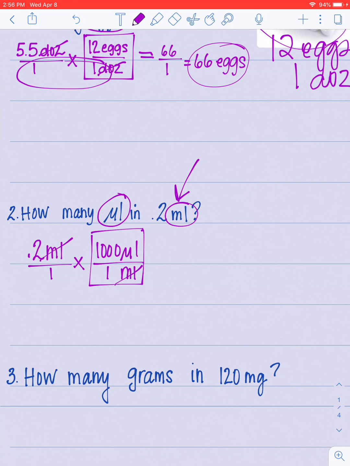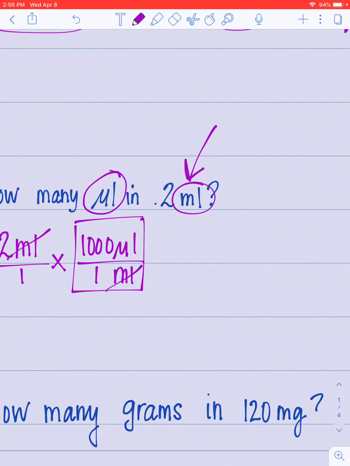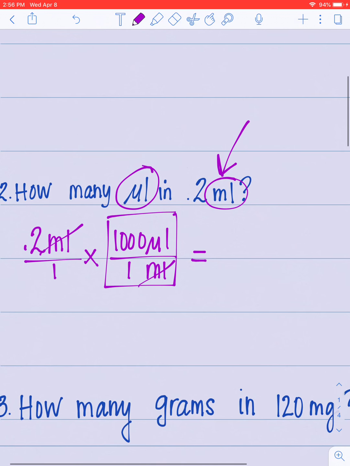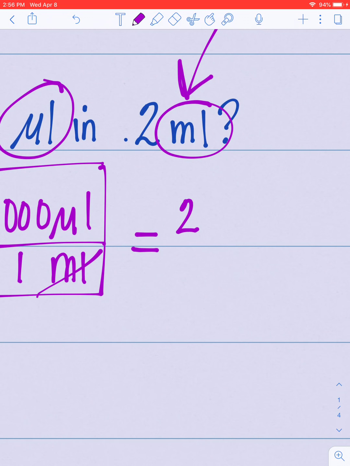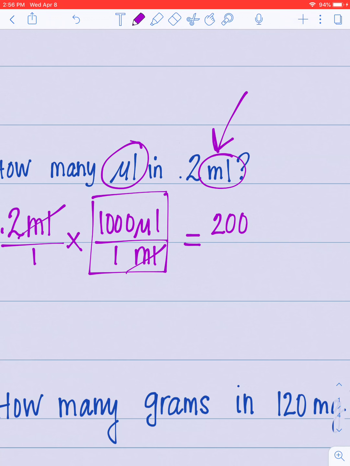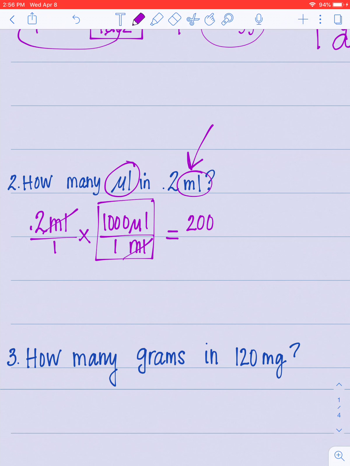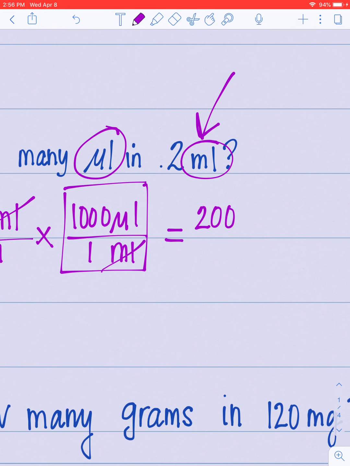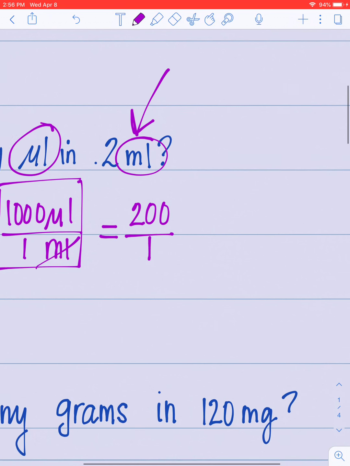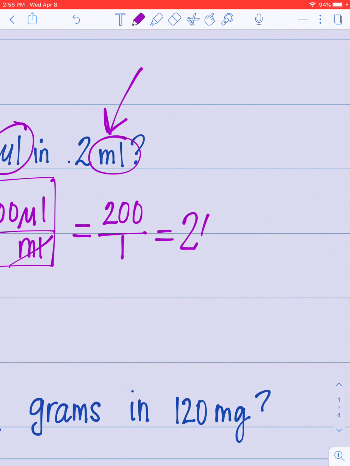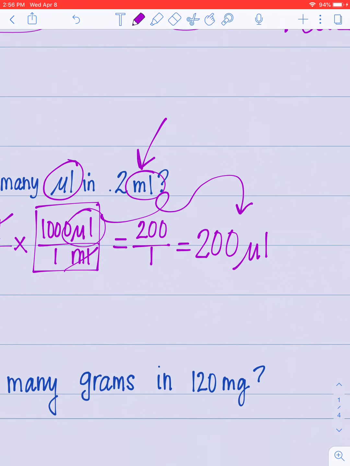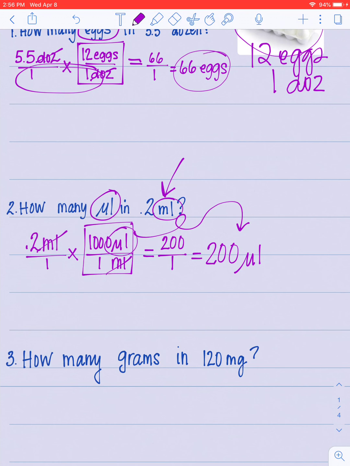So let's go ahead and again just do the math right across the top. If you need a calculator, don't be shy. 0.2 times 1,000, I just happen to know that that is 200. I've gotten kind of good with moving the decimal, but again, just punch it into the calculator if you're at all concerned. And then 1 times 1 across the bottom is 1, and that equals 200 microliters, because that's what we needed to find. Those were the units that we had to convert it to.